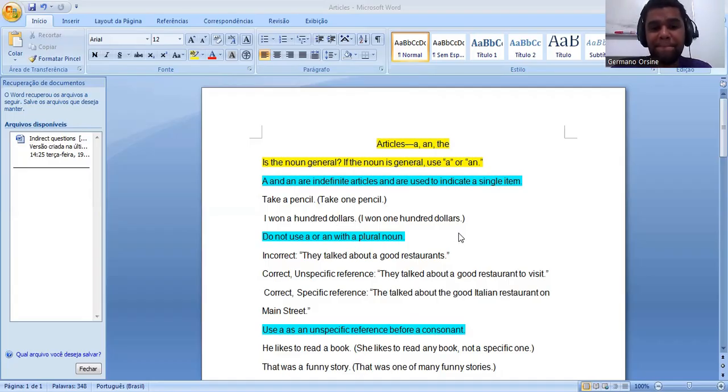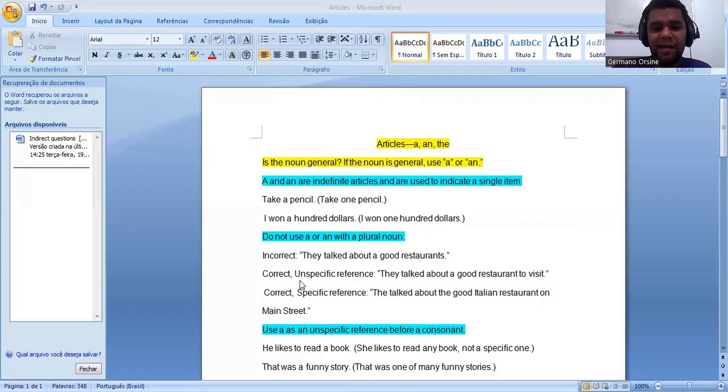So we should not use indefinite articles like a or an with a plural noun. It doesn't make sense. Like we cannot say they talked about a good restaurants. It is wrong. Look, a good restaurants. It doesn't make any sense at all because, as I said before, a in this case means uma, so a restaurants, no, it doesn't make sense. It's wrong. It's incorrect. Okay.